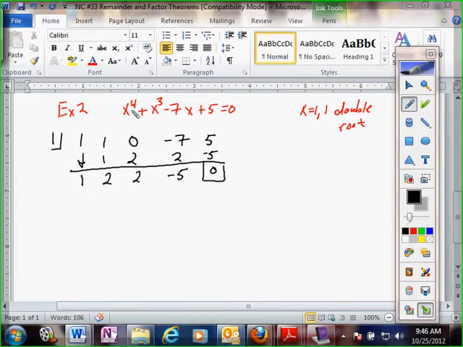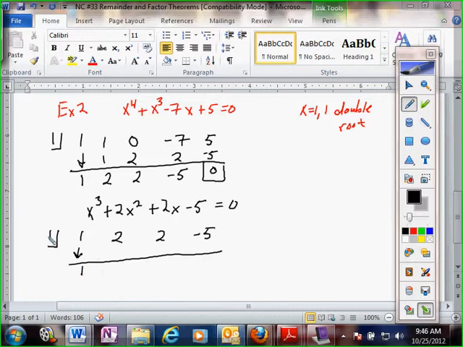What I'm left with, because I had an x to the 4th, is x to the 3rd plus 2x squared plus 2x minus 5 equals 0. I still have 3 roots remaining because this is x to the 3rd, but I'm given a second root up here. When I'm given a second root, I can do synthetic division again with my remaining polynomial. I can divide this again by 1. So I do synthetic division again with 1, and I use this polynomial now. 1, 2, 2, negative 5.